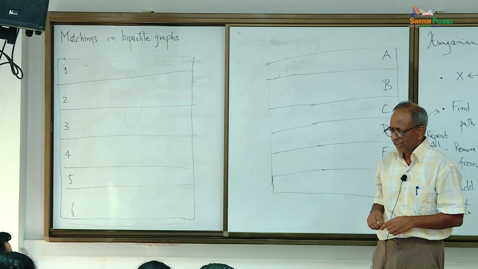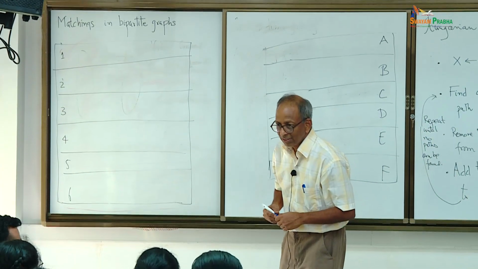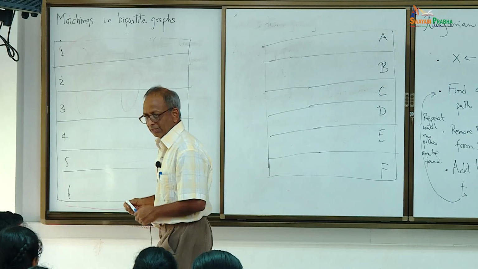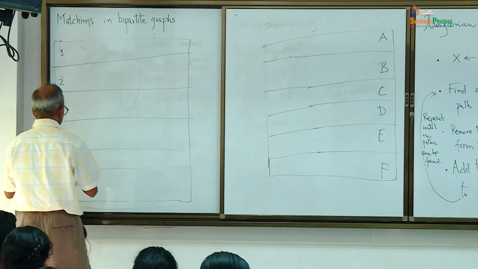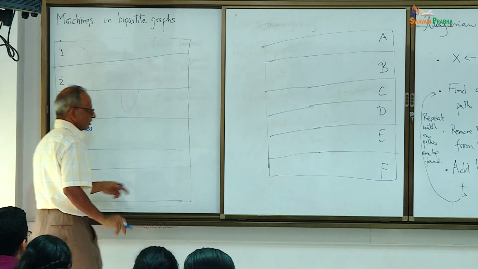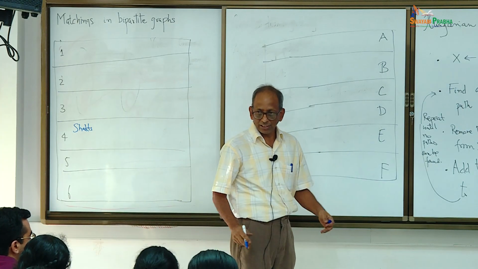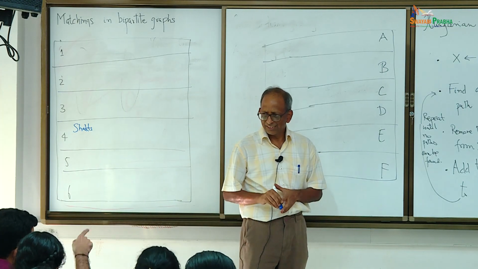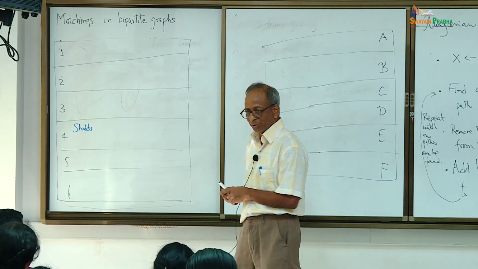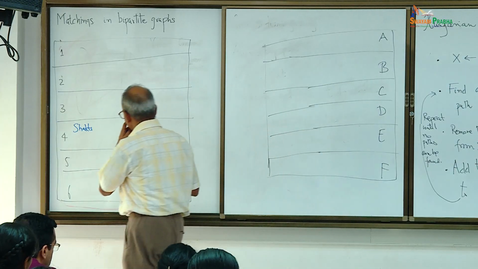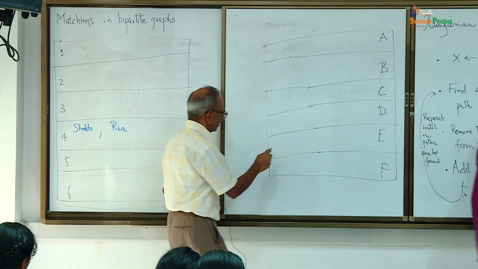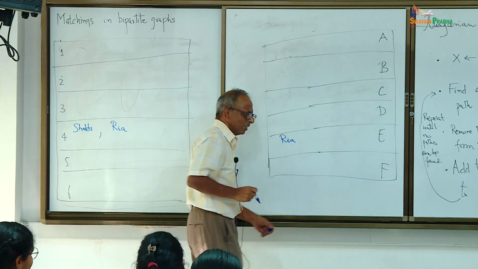So, sorry, what's your name? Shakti. And what's your number here? 4. And what's your letter here? You didn't get a letter? Okay, so what's your name? RIA. Okay, what's your number? 4 and E. Yeah, so, no, just one of them.